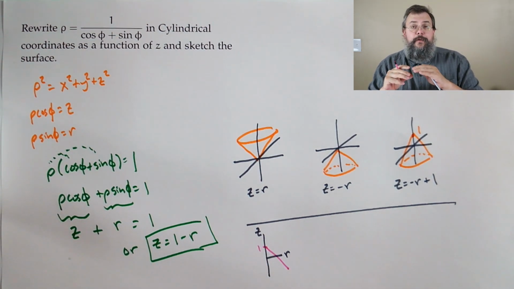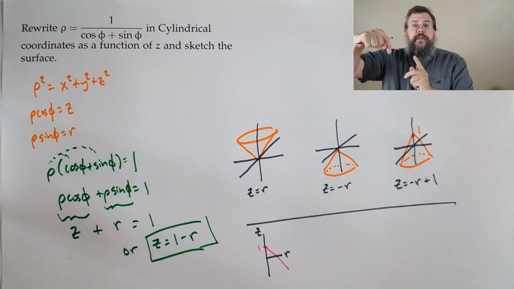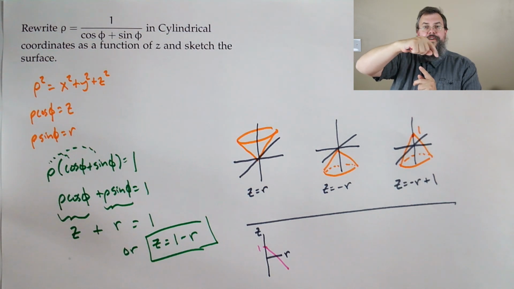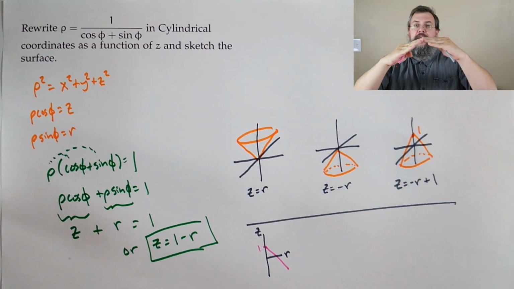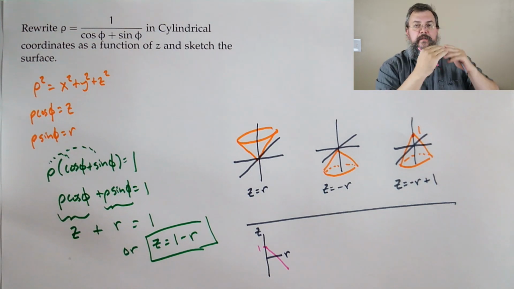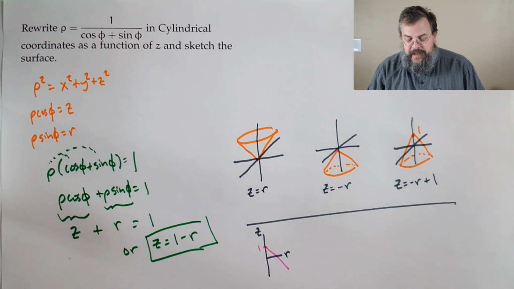Now, that's z equals 1 minus r in the half plane. To get the full picture, we now say, look, there's no theta, spin it around. When you spin a line, what you're going to end up doing is you're going to spin it and it's going to become a cone.